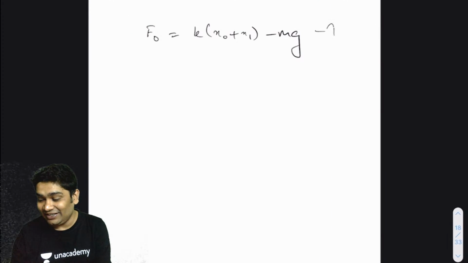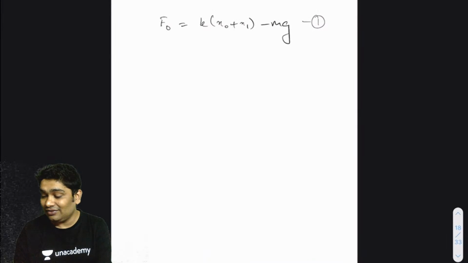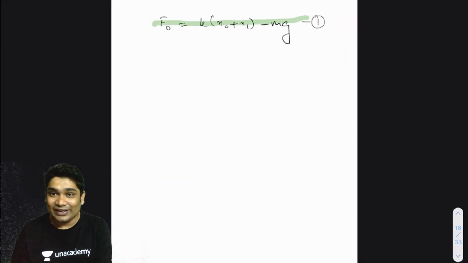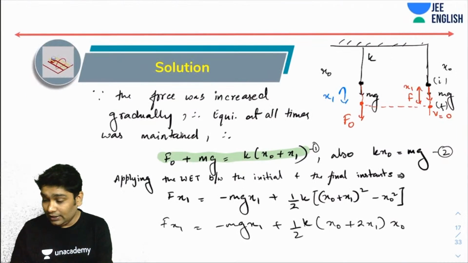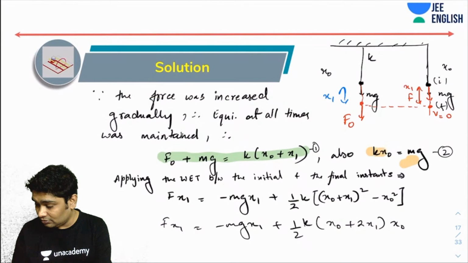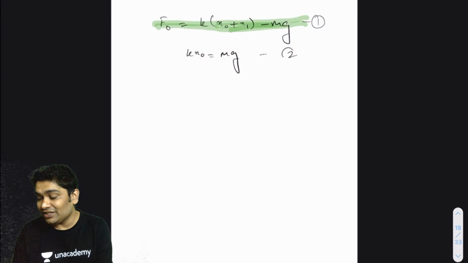So that was one. Okay, this one, I have written here. I've just taken the mg on the opposite side. Nothing else. It's the same. Next, let's take this one and also write this. So next I know that k x naught would be equal to mg. This is the second equation.